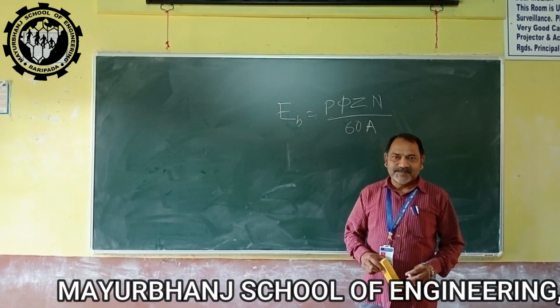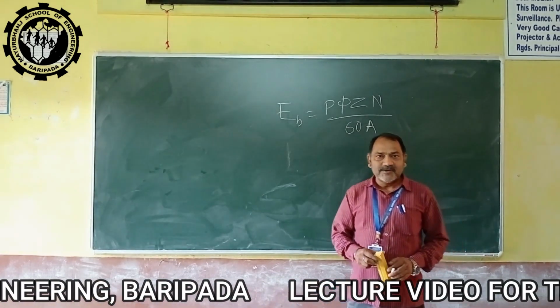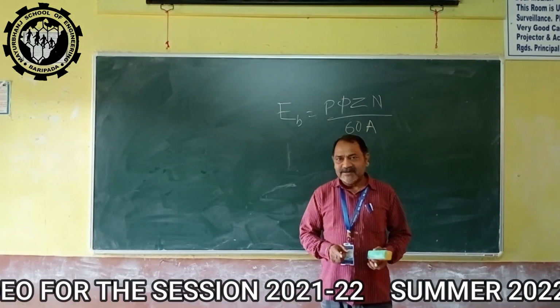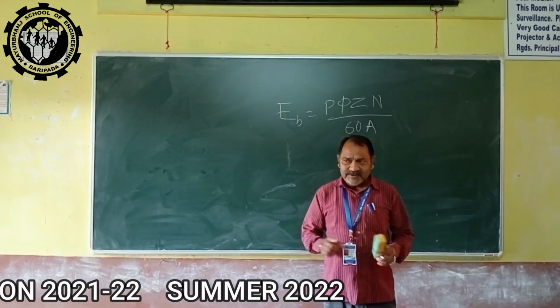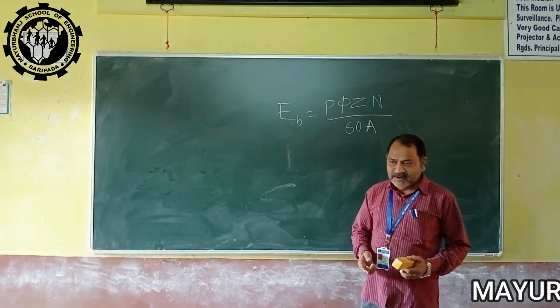We will discuss the speed control of DC motors. Whenever we are discussing the speed control of DC motors, there are generally two types: one is the DC shunt motor, another is the DC series motor. For these two types of motor, there are different methods for controlling the speed.